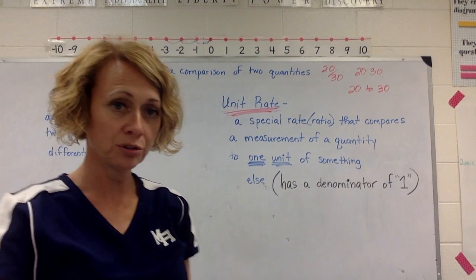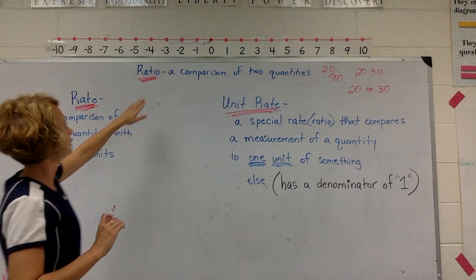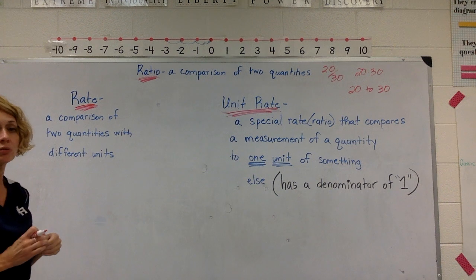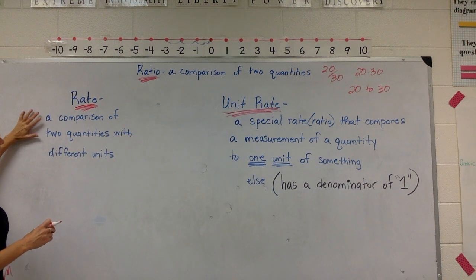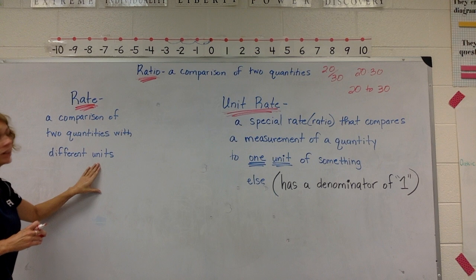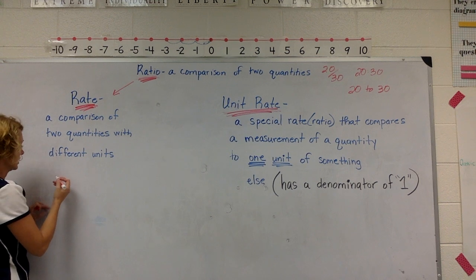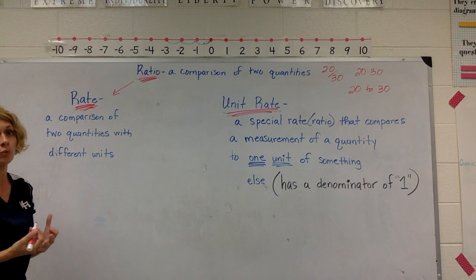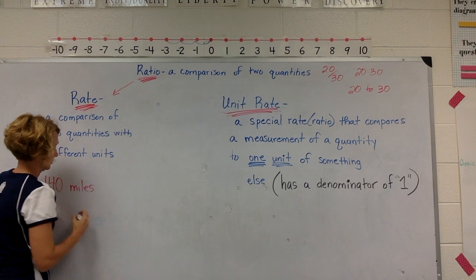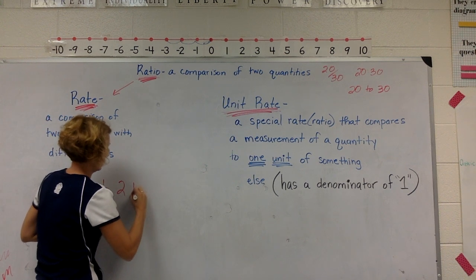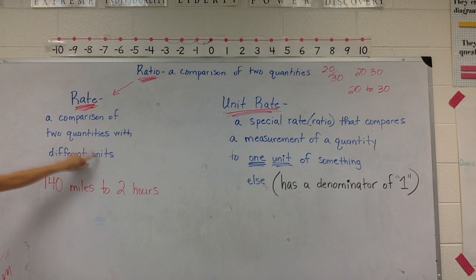When we start talking about measurements and using numbers that have units on them, it's really important to know that you've got some special ratios. And the vocabulary that goes along with that is important to understand, know, and to be able to use. A rate is a comparison of two quantities with different units. So really a rate is a special type of ratio. For example, if I get in my car and I drive for 2 hours and I go 140 miles, I could write that I'll have 140 miles to 2 hours.